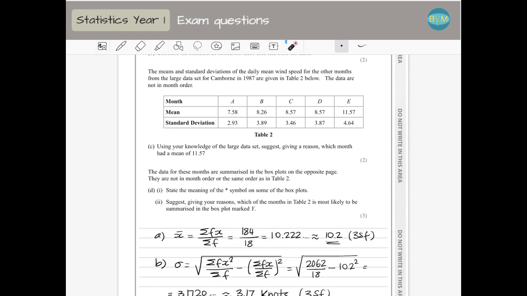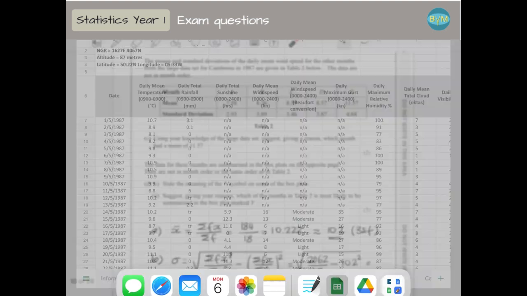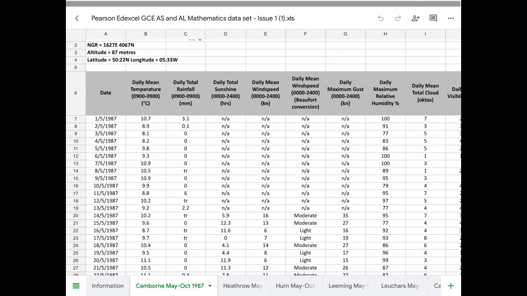If you don't remember that, I can show you. Let me show you the large data set.